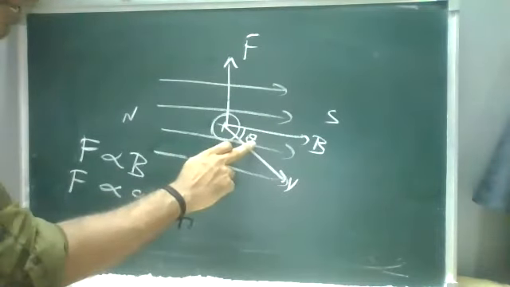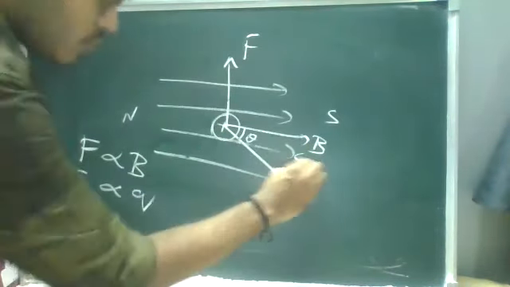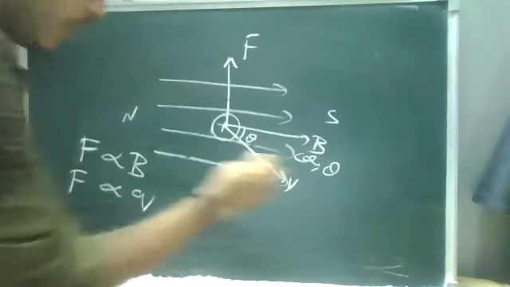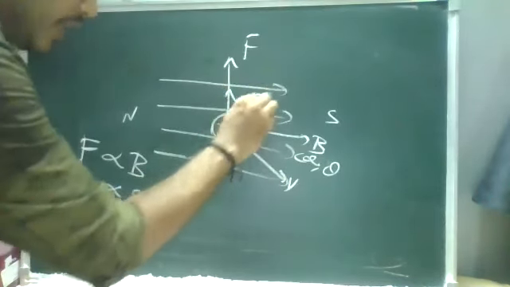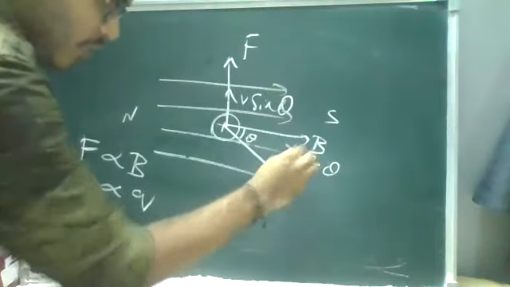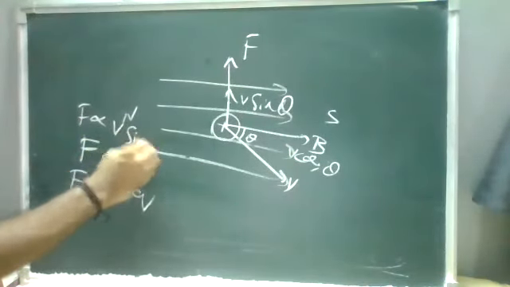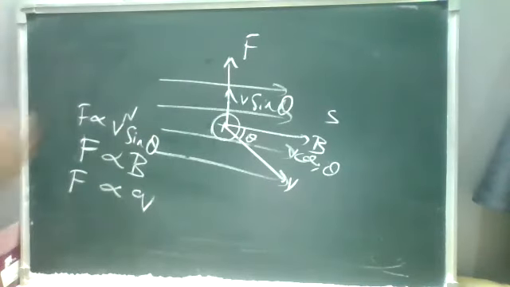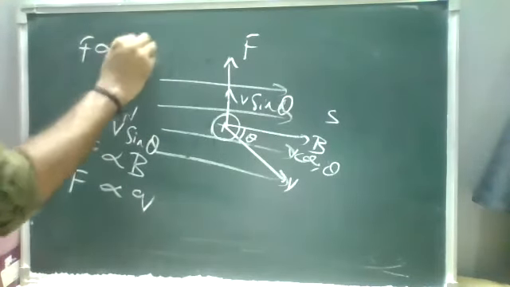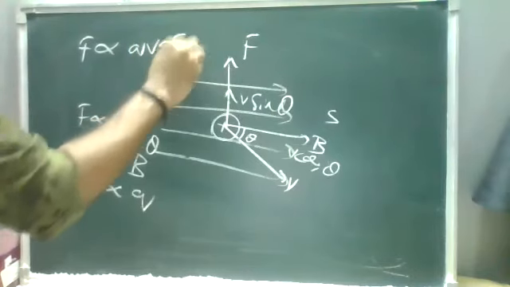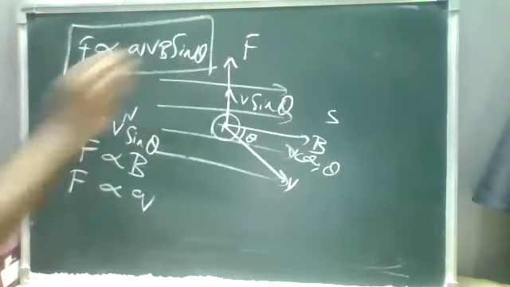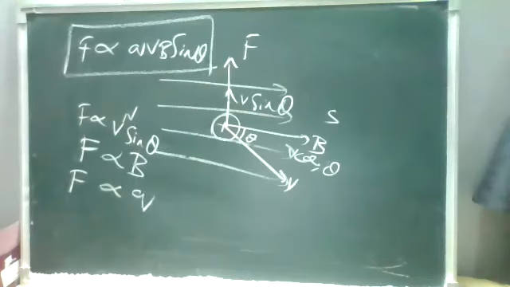Assuming it was making angle theta with respect to the x-axis, so it is v cos theta. But on the perpendicular point, based on the discussion, it is v sin theta. So F is proportional to v sin theta. Combining all the factors, F is proportional to q v B sin theta. So this is your force relation.